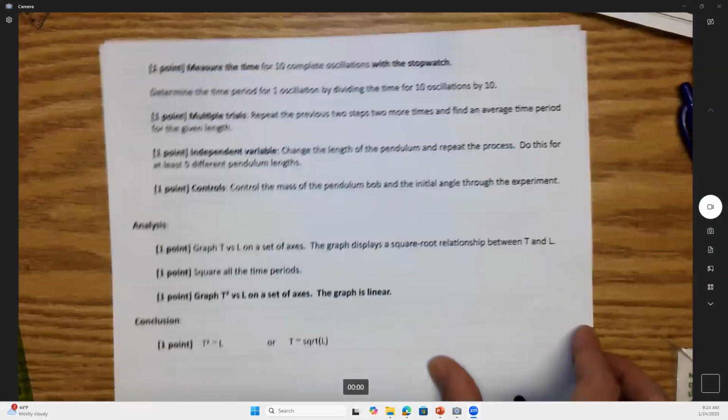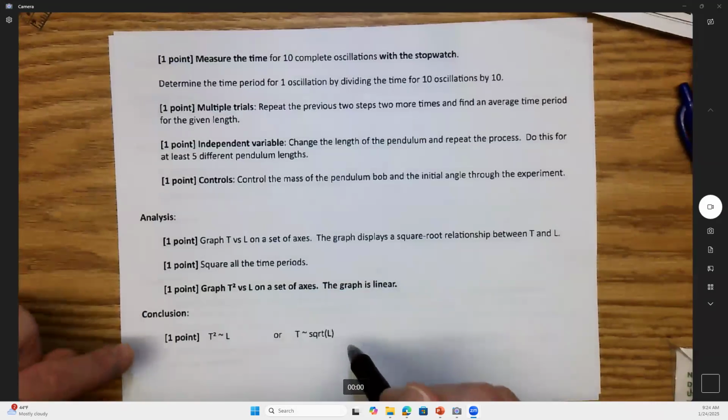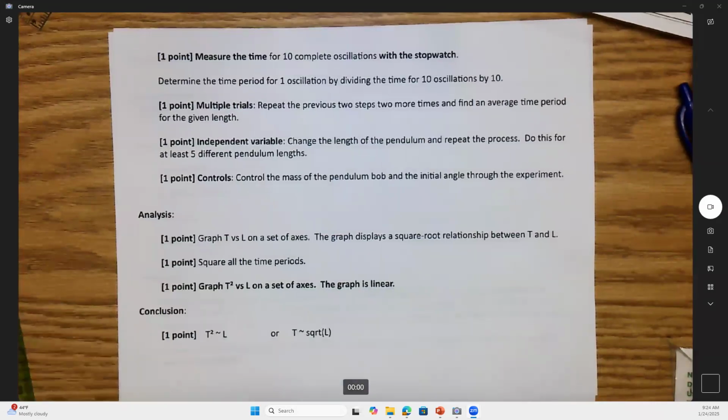Did we run out of time? Great. There's the last few points. T squared versus L is linear. And so your conclusion, T squared is proportional to L. Good. All right, so score yourself out of 12.